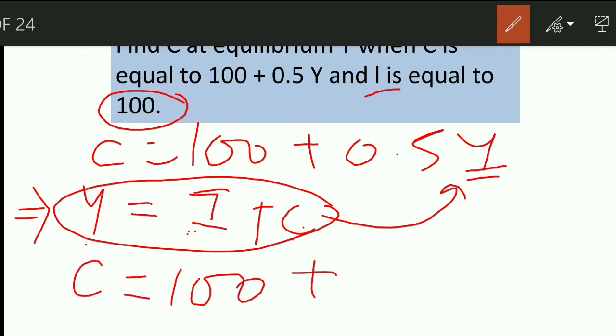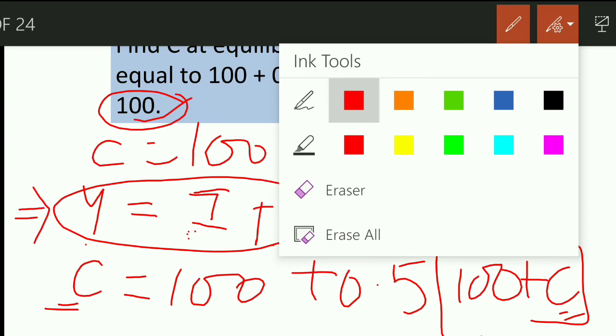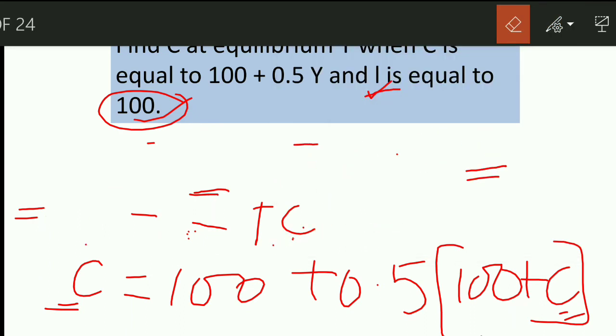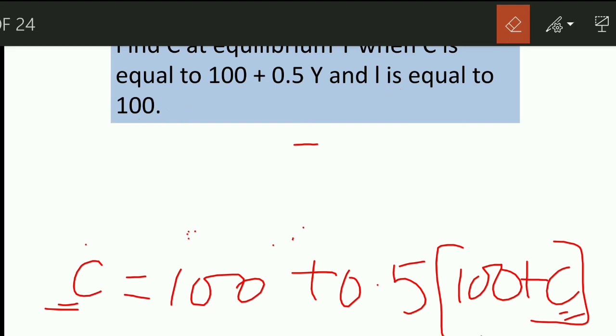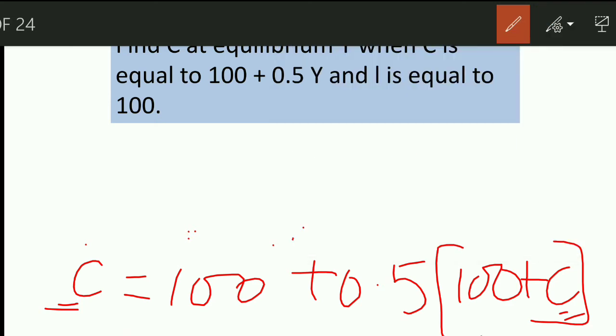So if we put this, we will get C is equal to 100 plus 0.5, and in place of Y we are putting I plus C. So I, that is investment, is 100 plus C. Alright, so now we can solve this equation very easily because there is only one variable, that is C, which can be easily found, right? So let's see how we can find it. I'm erasing the above one. I'm only keeping this equation with us because we have to solve this only, right?